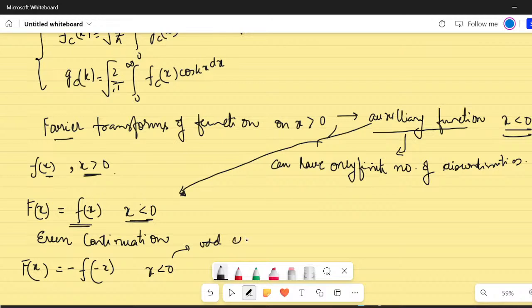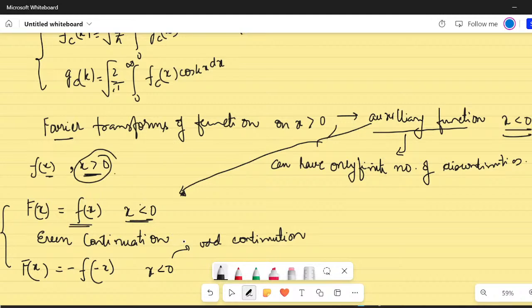Okay, so now what will happen? Initially, your function was defined on only half the interval, that is x greater than 0. This particular extension, that is even or odd, gives us the freedom of extending the definition from minus infinity to plus infinity, and thereby executing our Fourier sine transform or Fourier cosine transform.